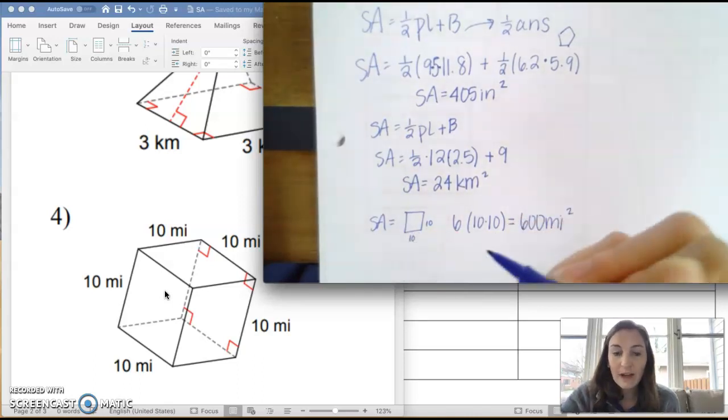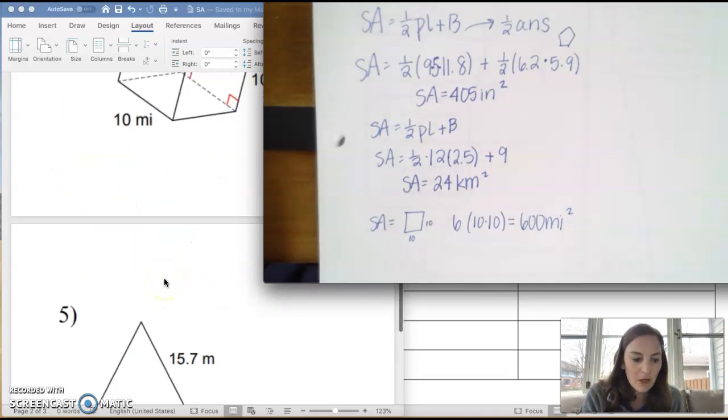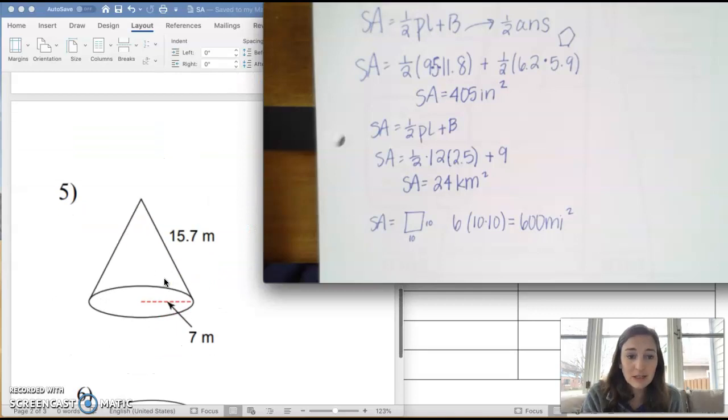So again, we're finding the area of each piece. So if you ever forget the formulas, figure out, okay, this is made up of triangles, this is made up of squares, and go piece by piece there. Okay, so 6 times 10 times 10. Okay, just 2 more examples and we are done for today.